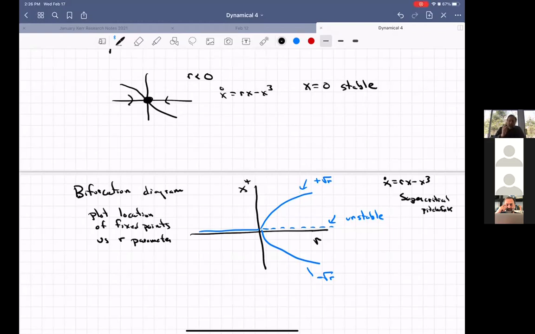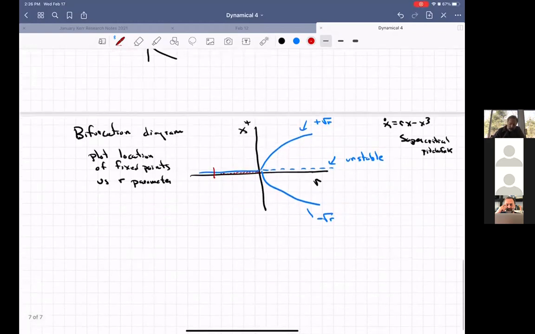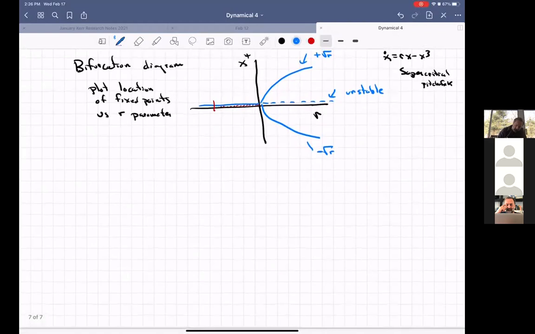So if I start at negative r and I turn my dial up and get to positive r, my origin was stable at negative r, say out here, right? And as I bring my parameter up, the origin becomes unstable and these two other stable fixed points appear around the origin. That makes sense? Yep. Okay, and then there's something called the subcritical pitchfork.